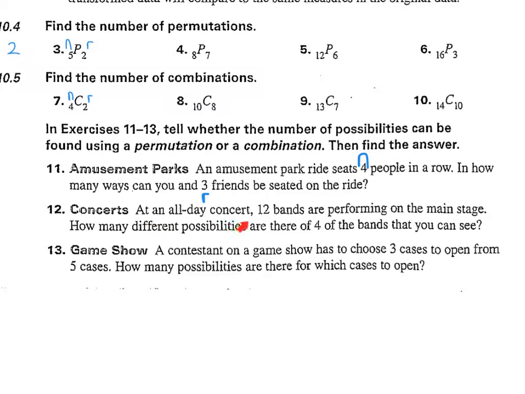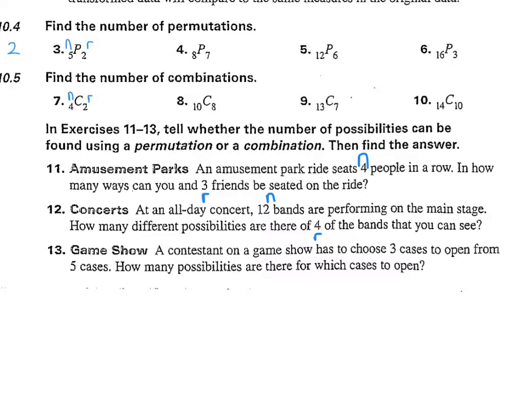An all-day concert. 12 bands are performing on the stage. How many possibilities of 4 bands can you see? So what are the different possibilities? Is that a permutation or combination? Does the order really matter here? And again, your N is going to be 12, your R is going to be 4.